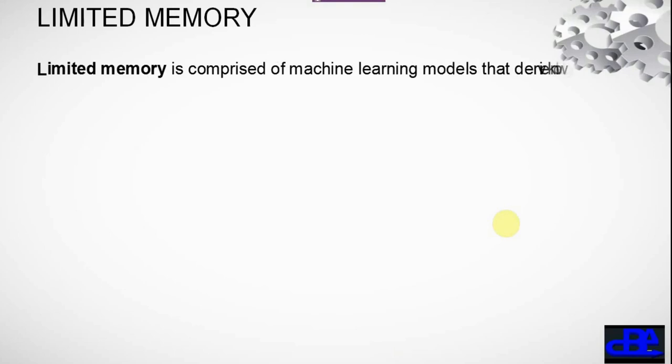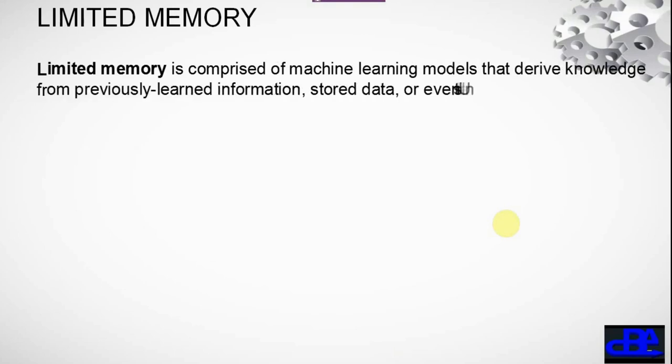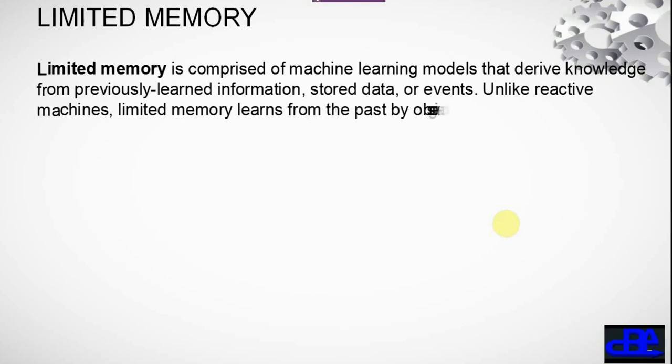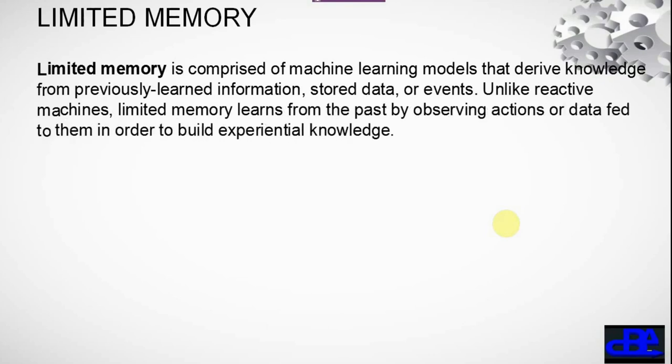Now let's go to the second type of AI, which is limited memory. Limited memory is comprised of machine learning models that derive knowledge from previously learned information, stored data, or events. Unlike reactive machines, limited memory learns from the past by observing actions or data fed to it in order to build experiential knowledge. What does this mean? This means that this type of AI uses past experiences, what it noticed in the past or what has been stored, to use.